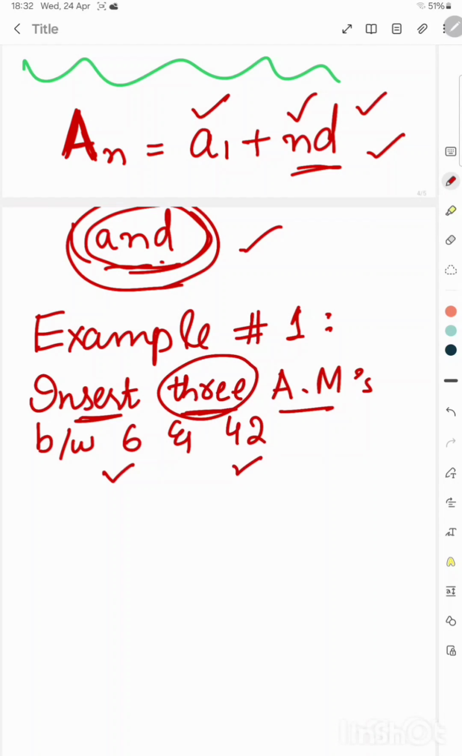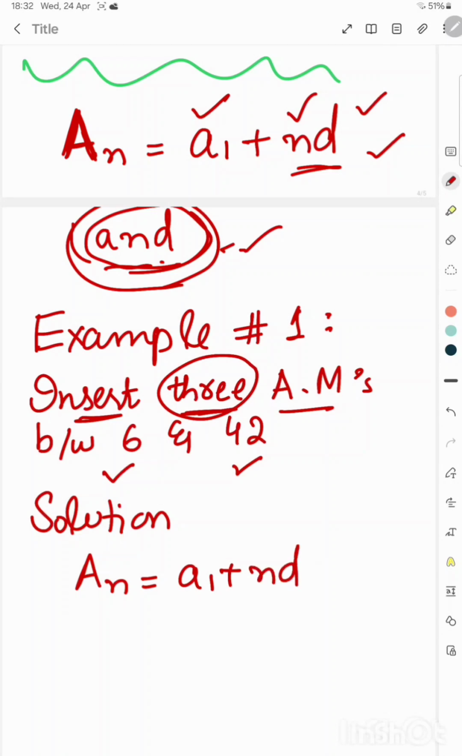So you just have to remember the formula which was "and", as I told you above, and you have to put the formula here, a1 plus nd. Okay, now what is a1? A1 is the first value of the sequence which is given, which is 6 here, and what is d here? As the whole sequence is not given, we are not able to find the value of d here.